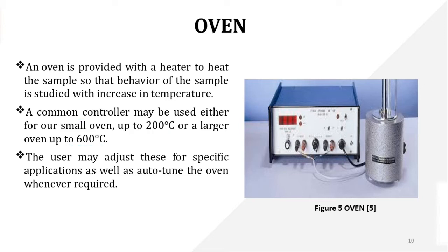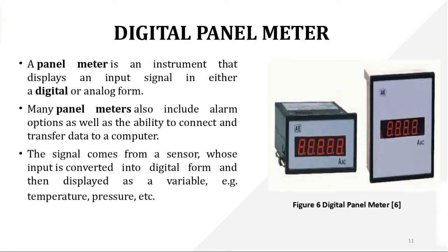This is the panel meter here. You know, in every apparatus there is some panel meter showing some readings, and how do they give the readings? This is a digital panel meter, because a panel meter is an instrument that displays an input signal in either digital or analog form. So there are some digital panel meters we use in the apparatus. They can be used for the current source, the voltage source, and the oven we are using.